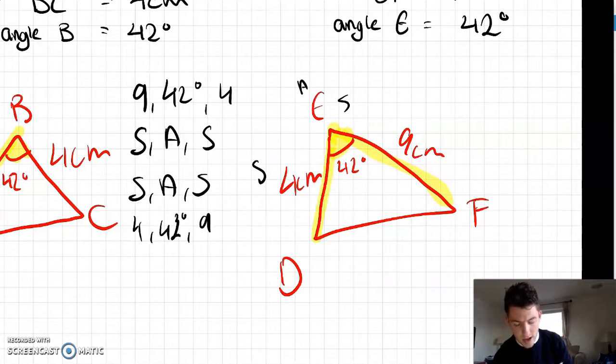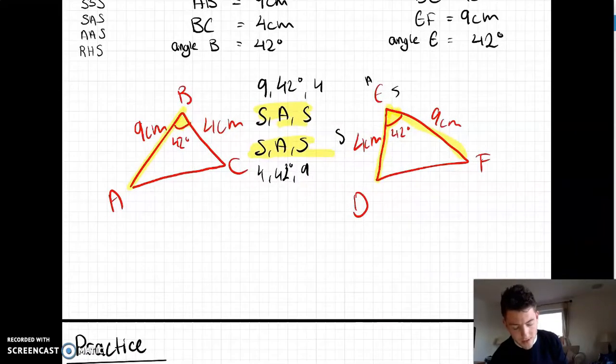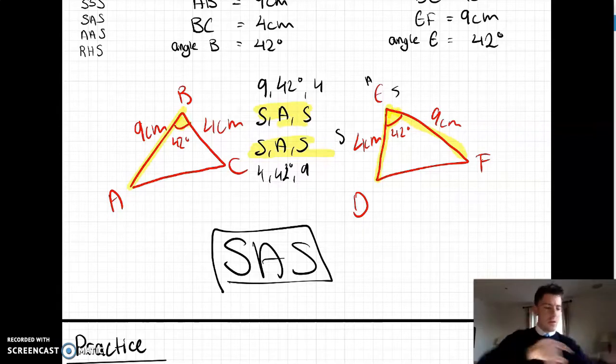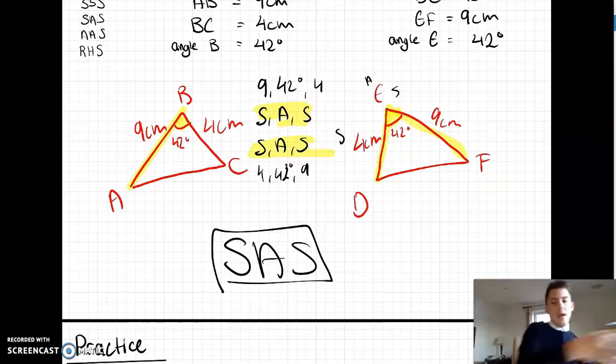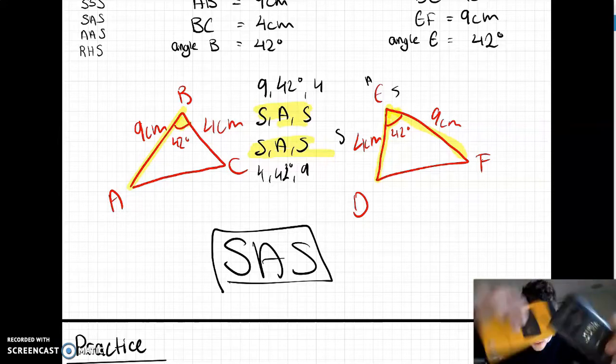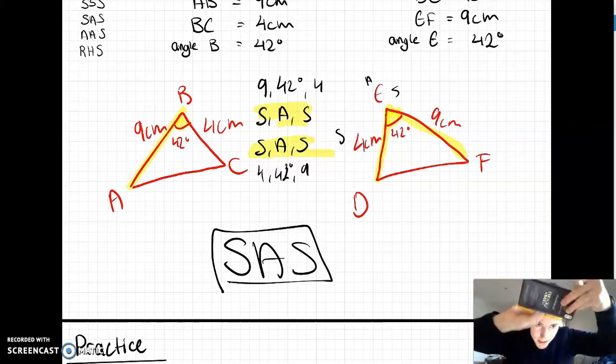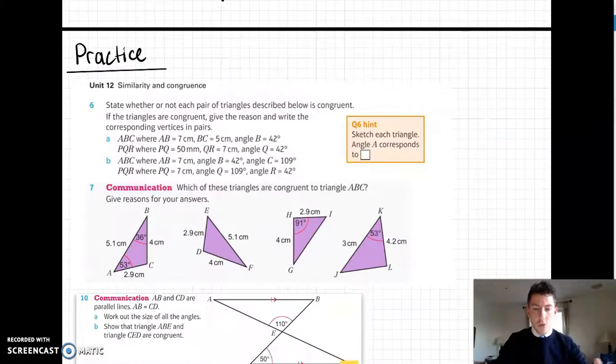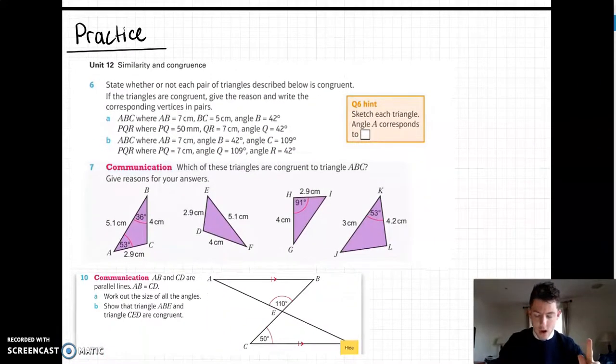4, 42 degrees, 9. They are congruent. They are the same. They both follow the SAS rule. These shapes, no matter what you do, are identical. They might be reflected, but they're still the same. In the same way, if I had my chocolate bars, no matter how I rotate them, they are still going to be the same. Pause the video, practice questions, have a go.